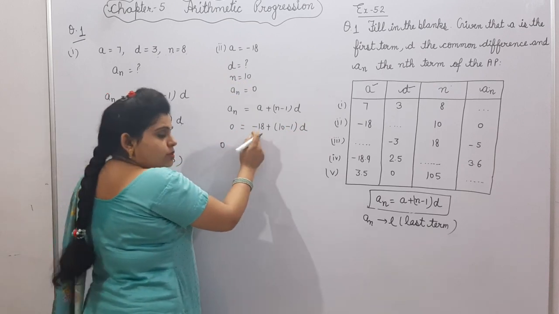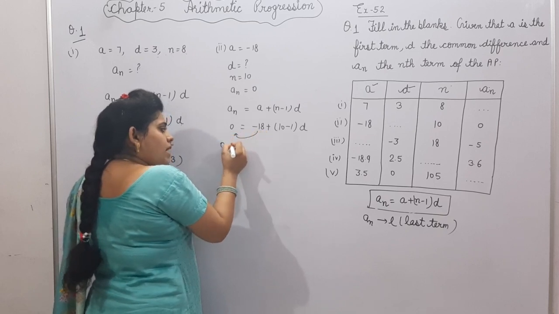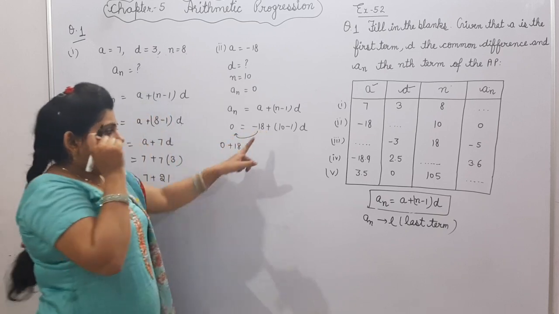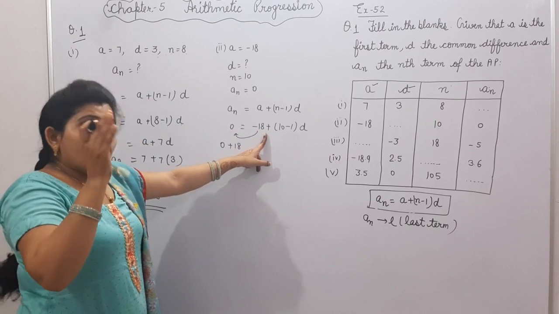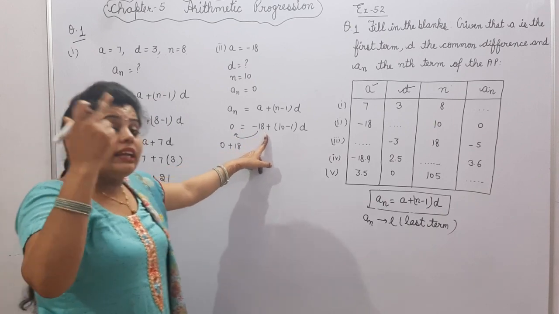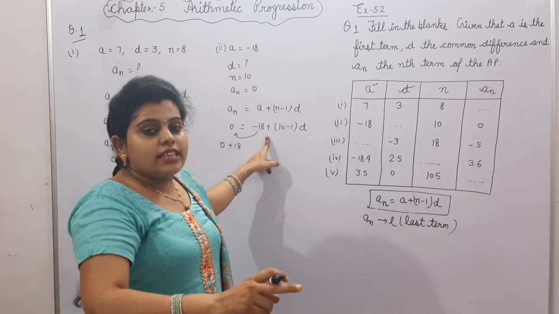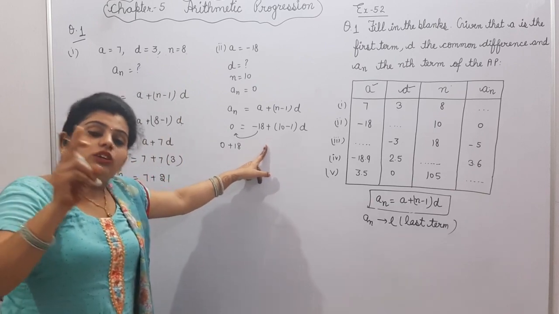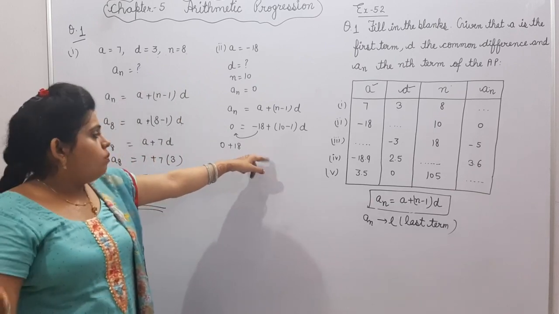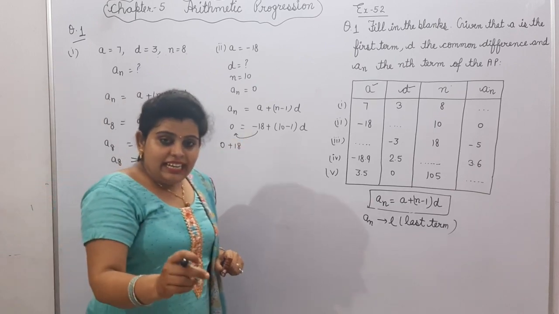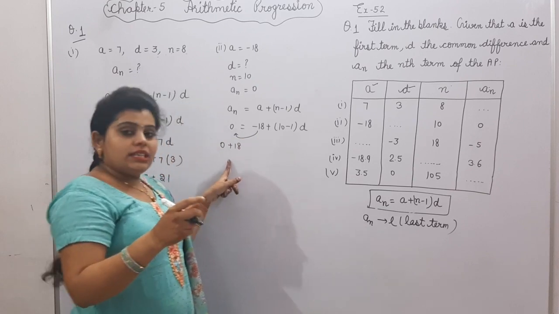0. This minus 18 will become plus 18. When we shift a minus value from one side of the equal to sign to the other side, the sign will change. Plus changes into minus, minus changes into plus. So minus 18 is there, and we will get plus 18.